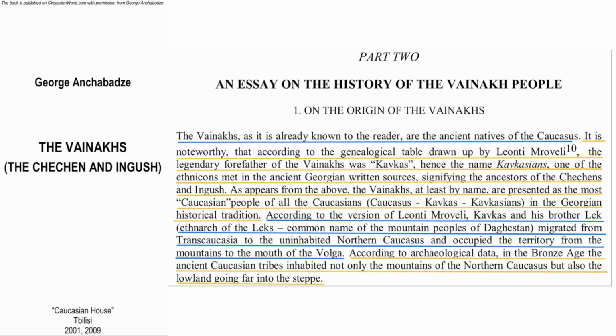So it reads, according to the version of Leonti Mroveli, Kavkas and his brother Lek migrated from Transcaucasia to the uninhabited northern Caucasus and occupied the territory from the mountains to the mouth of the Volga. According to archaeological data, in the Bronze Age, the ancient Caucasian tribes inhabited not only the mountains of the North Caucasus, but also the lowlands going far into the steppe. So it seems like archaeology kind of backs up this story, this ancient narrative that they have.